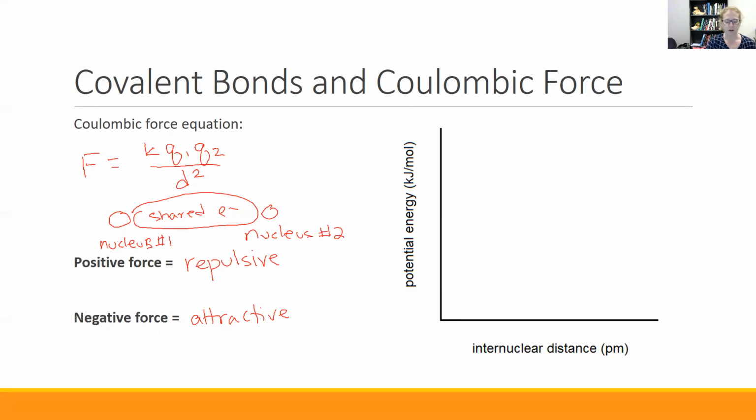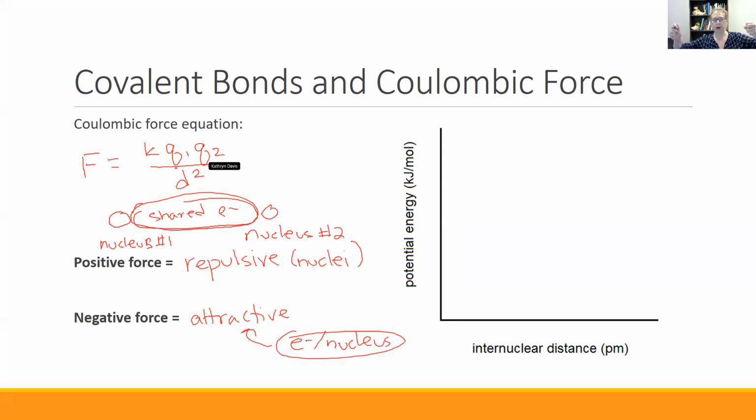If I have electrons that live between them, the electron-nucleus interactions are attractive. The electrons feel good when they are close to both of those nuclei. That is an attractive force and that is good. But the two nuclei themselves, if they get too close, repel because we get the positive force mattering.